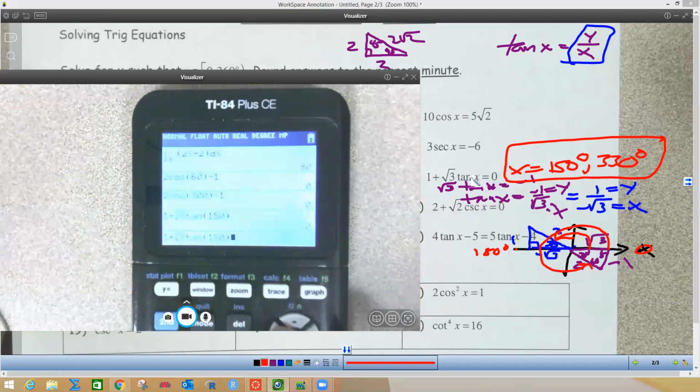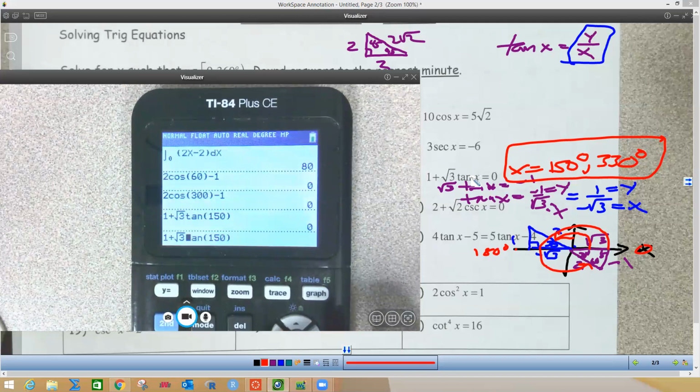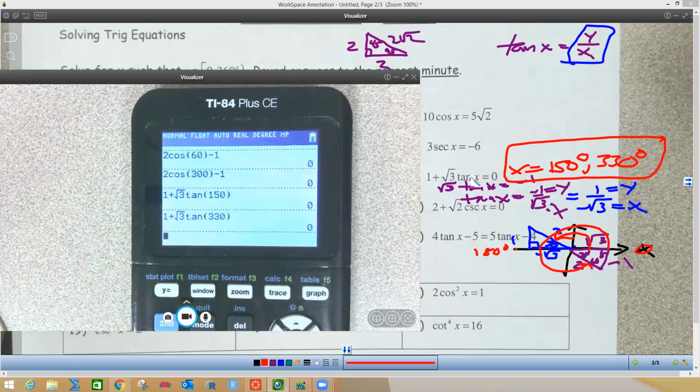And then I'm going to go back and change 150. What's the other answer I got? I got 330. And I hit enter. Hey, I got the answer they told me I'm supposed to get again. So I know I got both of those right.